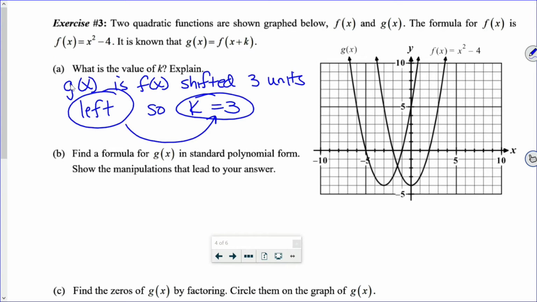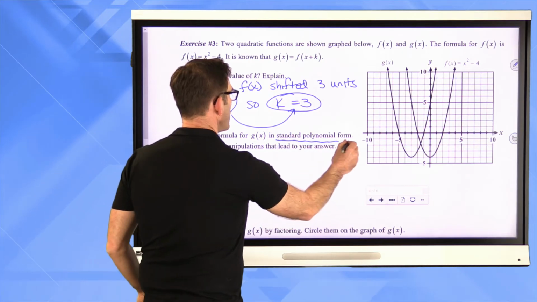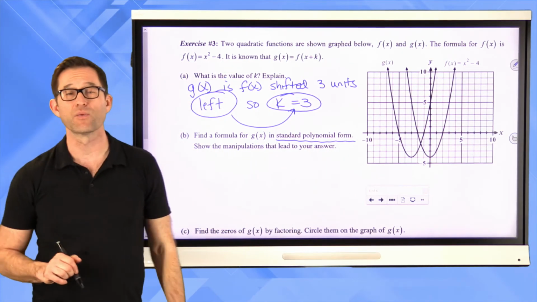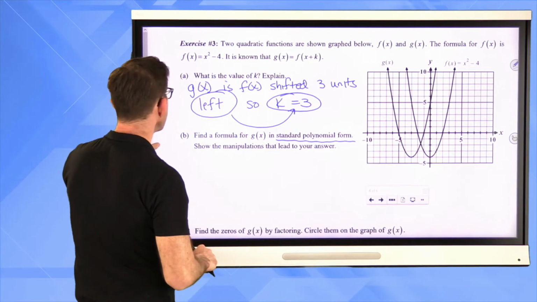Now, letter B, this is a bit more challenging. Find a formula for g of x in standard polynomial form. Show the manipulations that lead to your answers. Okay, this is really critical, right? Standard polynomial form. It's been a little while since we've talked about the standard form of a polynomial, but let's first get this thing down.